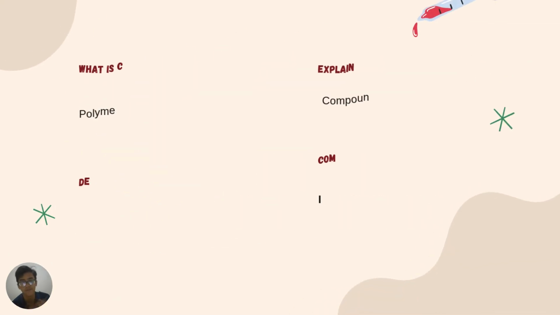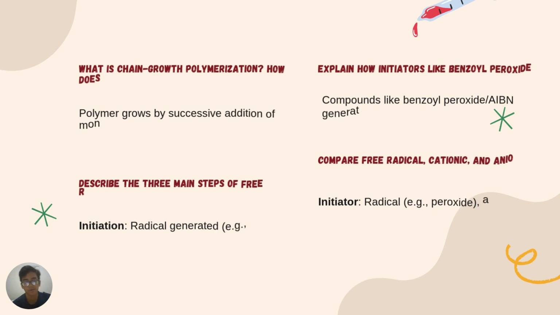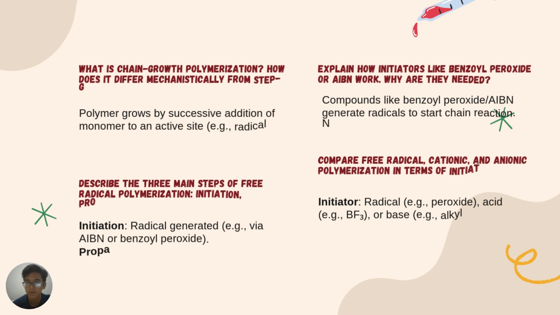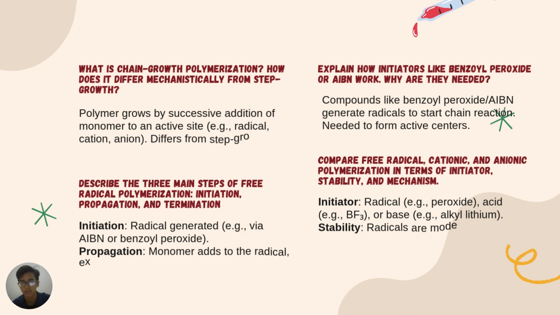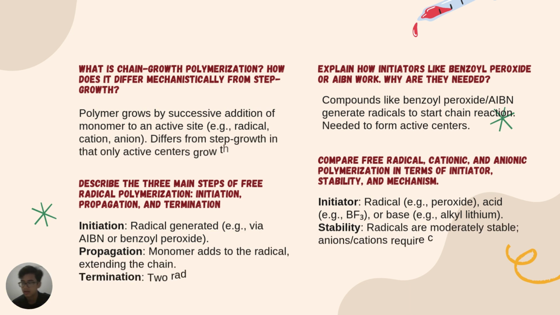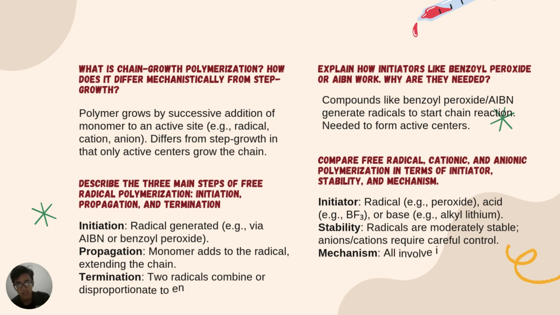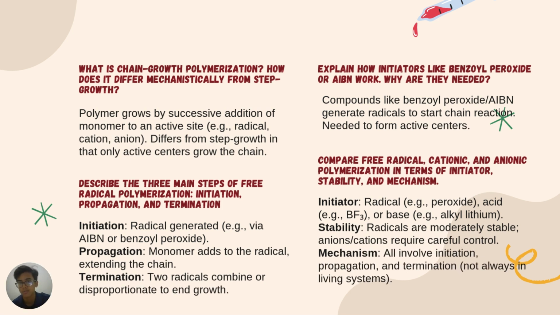Now, the first question of chain growth polymerization, we have mentioned chain growth polymerization before. So the first one will be, what is chain growth polymerization? We have mentioned before when it was compared with the previous one. So chain growth polymerization is when a polymer grows by successive addition, as we mentioned, of monomers to an active site, which could be a radical, a cation, or an anion. It differs from step growth in that only active centers grow the chain.